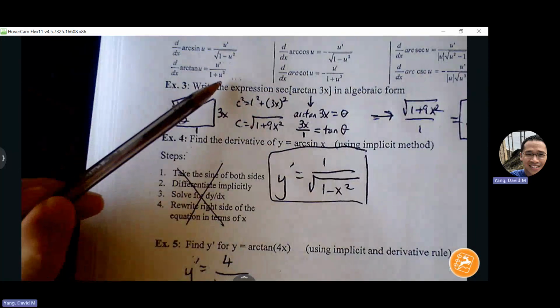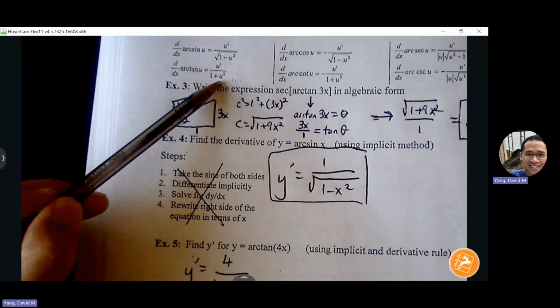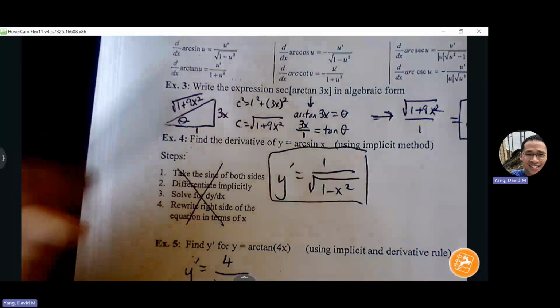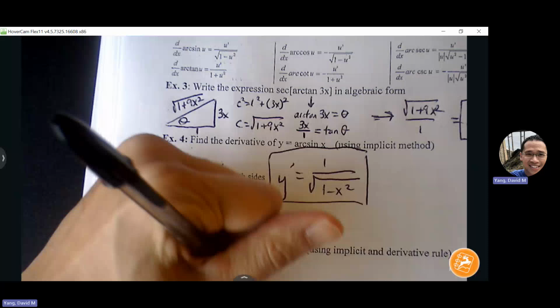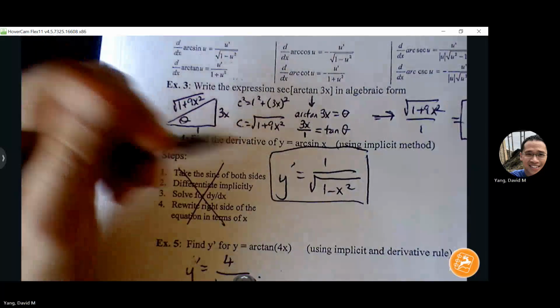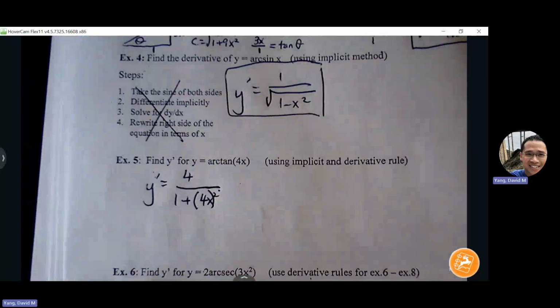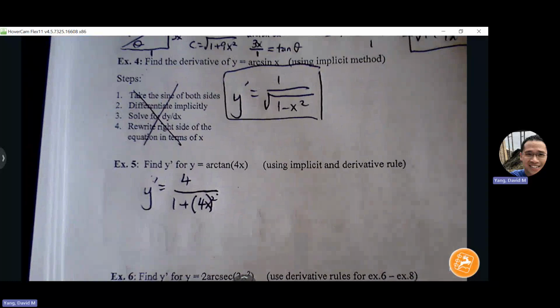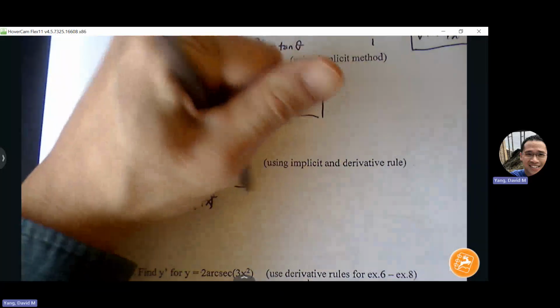Divided by 1 plus 16x squared. Good. So we want to make sure that we don't just do 4x squared without the parentheses, because let's remember that both the 4 and the x are impacted by the exponent. So yes, you're right, 16x squared.